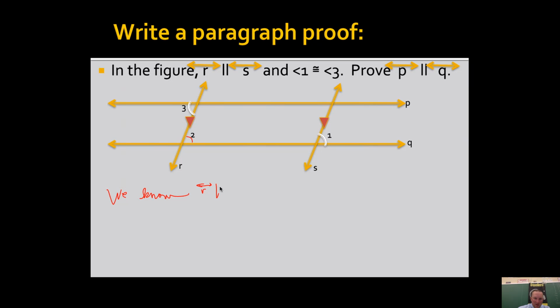We know that line R is parallel to line S, and angle 1 is congruent to angle 3. So notice how I wrote this out as a sentence. Because it's given.